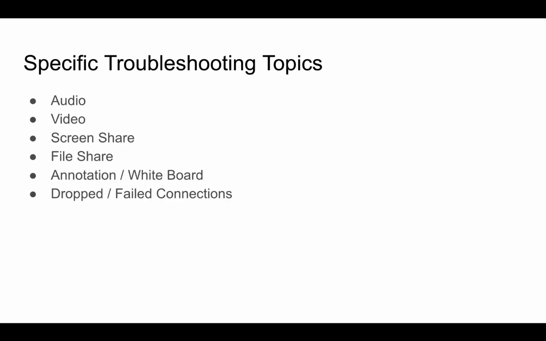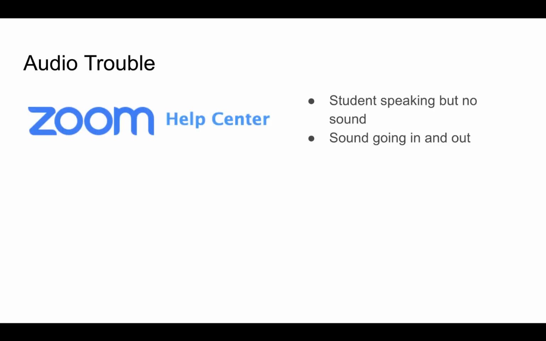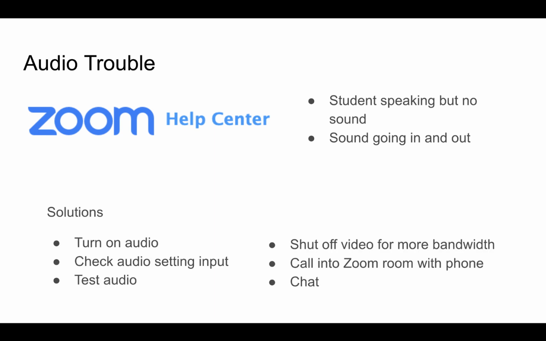We'll look at a couple of specific troubleshooting topics. Audio trouble. This seems to be a very frequent problem in our Zoom rooms, and it usually occurs when, one, the student is speaking but we don't hear any sound, or two, the sound is going in and out. I'd like for you to think of a couple of different solutions to this problem and write them in the discussion next to this video. In addition to any of the solutions offered in our discussion, here are a few more.